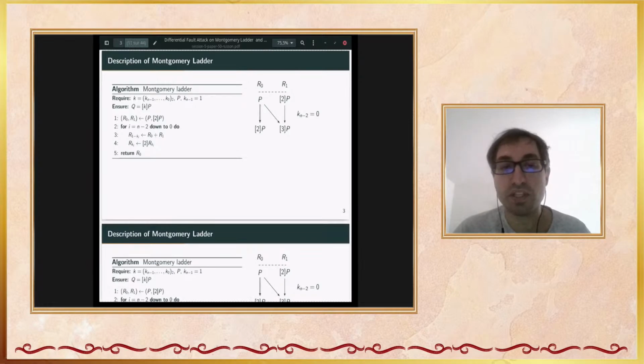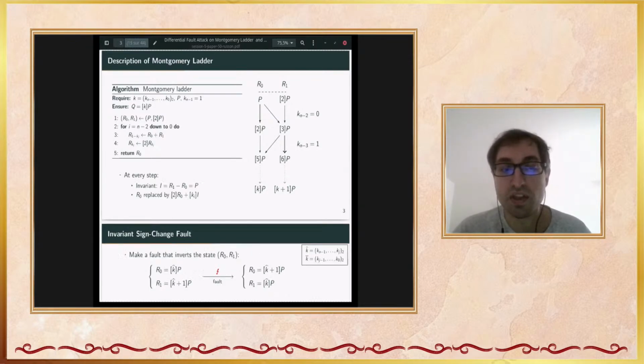When the scalar bit is 0, the result of the point addition is stored in R1, and the point doubling is made on R0. When instead the scalar bit to be processed is 1, the result of the point addition is stored in R0, and the point doubling is made on R1, and so on until the end of the scalar multiplication. The point that is in R0 at the end is the output that we are looking for, k times P.